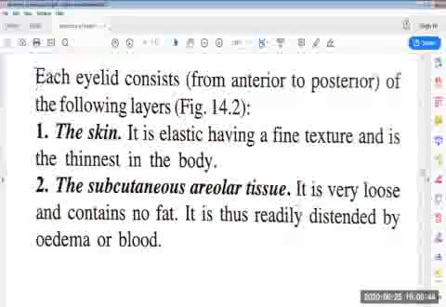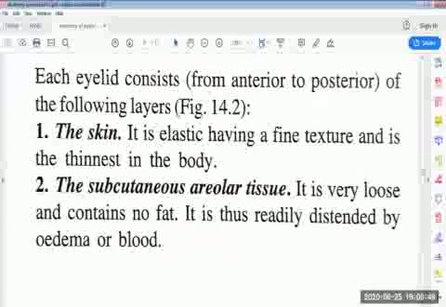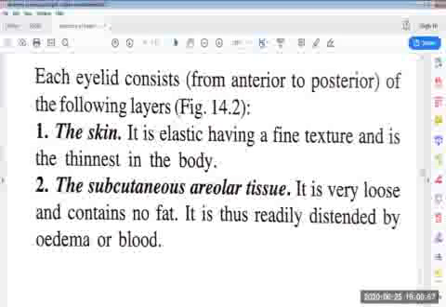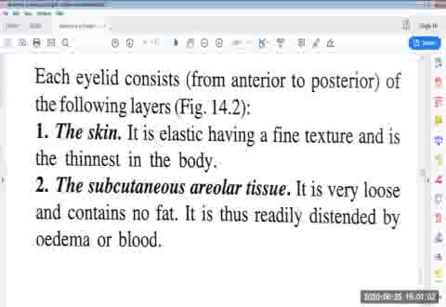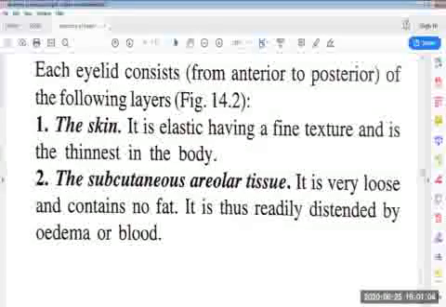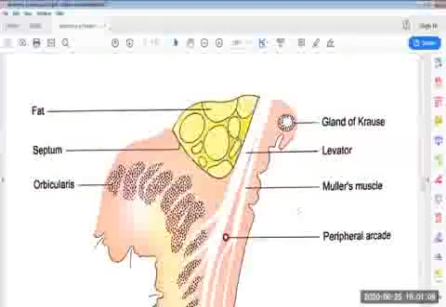Then the next layer below the skin in the eyelid is the subcutaneous areolar tissue. This subcutaneous areolar tissue is very loose and contains no fat. It is thus readily distended by edema or blood. Then the next structure we'll discuss.